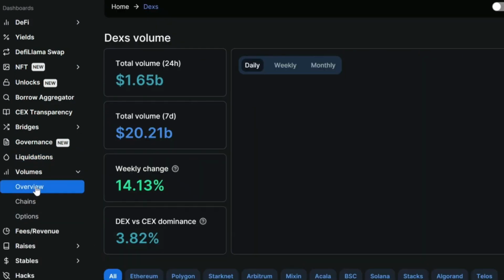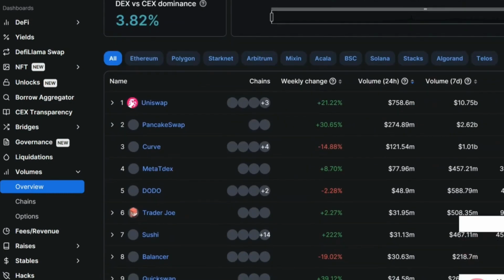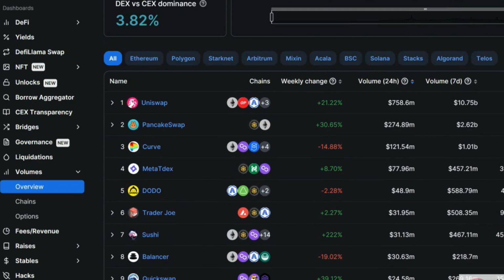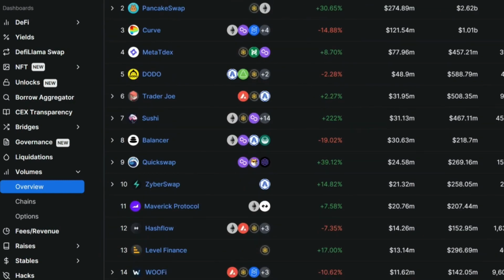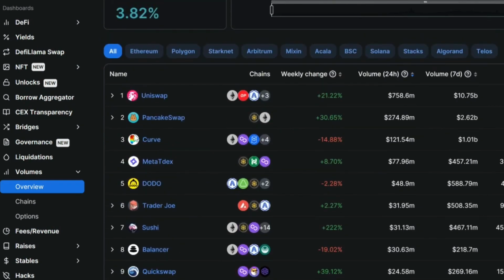Now volumes, DEX volumes are volumes on decentralized exchanges, right? You have 1.6 billion in decentralized exchanges, with the leading ones being Uniswap, PancakeSwap, Curve, Maverick, DEX, Dodo, Trader Joe, Sushi, Balancer, right? QuickSwap, ZipSwap, WooFi, Velodrome. Now look, Uniswap has a total volume of over $758 million, with a 7-day volume of 10 billion, with a total value of 4.17 billion locked in it, right? Uniswap is supposed to be the number one because it's multi-chain, right? It supports almost all the EVM blockchains, from Polygon to Arbitrum to Optimism.